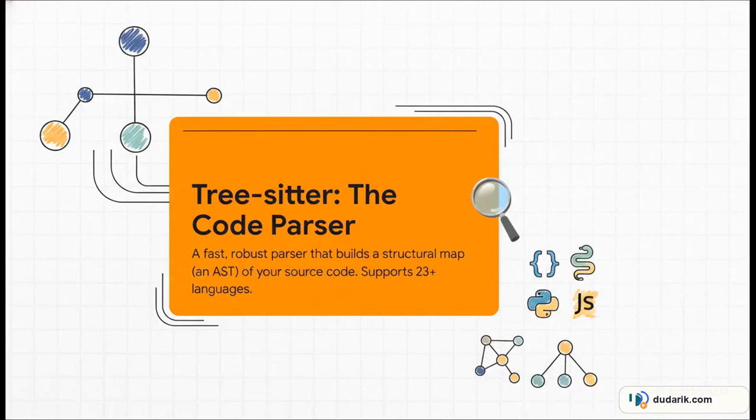So the first piece of this puzzle is a tool called Tree-sitter. Think of it as a universal translator for code. It scans your source files and builds what's called an abstract syntax tree, or an AST. Basically, it creates a detailed blueprint that truly understands the functions, the classes, the imports, the structure of your code, not just the text. And it's super fast and supports a ton of languages.